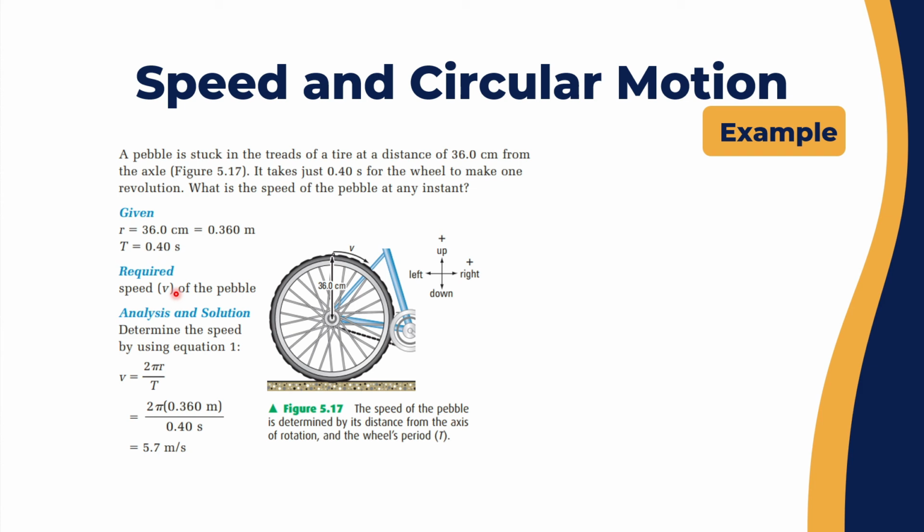Find the speed v. Now by using the equation of circular velocity, v equals 2πr over T, we have r and we have T. Replace them in the equation. 2π times 0.36 over 0.4 would give you the circular speed for the rock stuck on the tire, equal to 5.7 meters per second at any instant. If the velocity is constant in this case, then wherever you measure the speed of the rock as the tire is moving, it would be 5.7 meters per second.